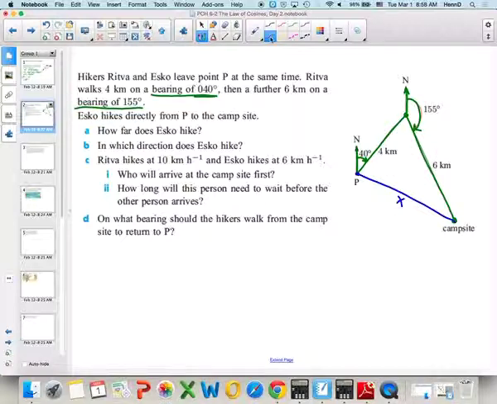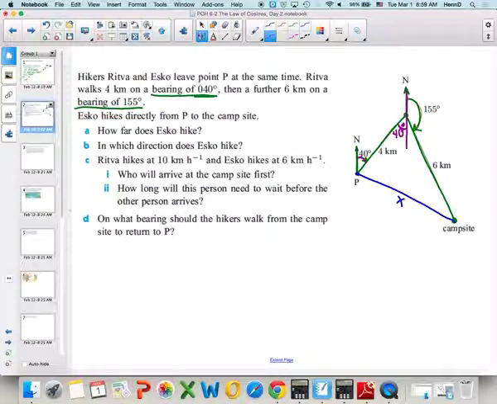Isn't the angle to the left of that line 40 degrees? Yes, to the left of this purple line is 40 degrees, because north-south is parallel to north-south, so this is congruent to this. Alternate interior angles: we have parallel lines cut by a transversal, so alternate interior angles are congruent. And the other angle's 25. How do you know it's 25? 180 minus 155. Very good.